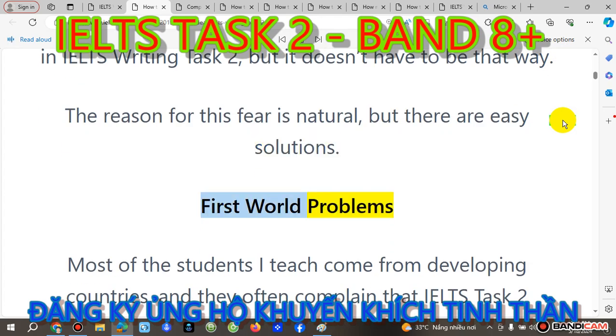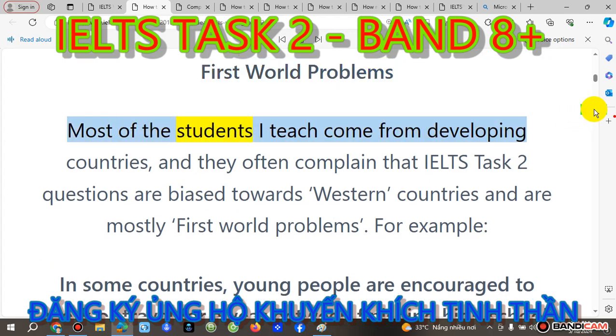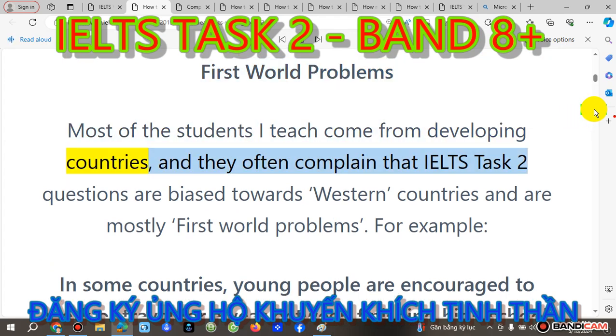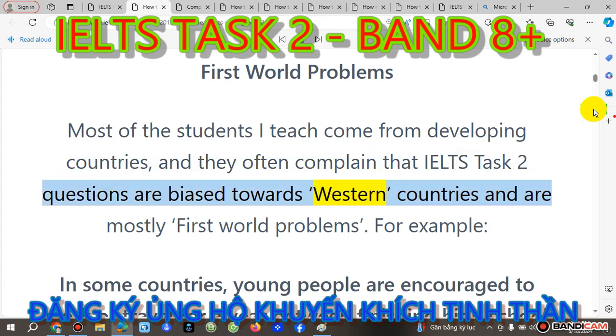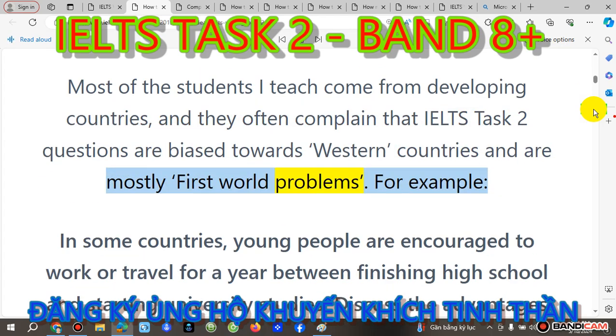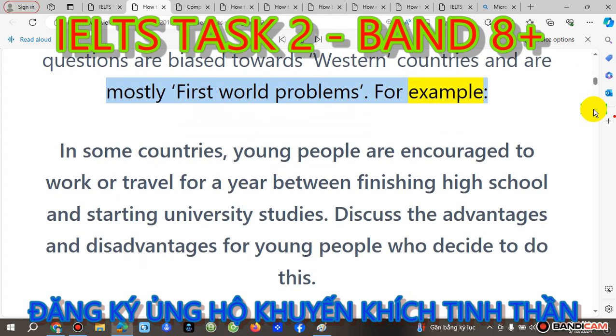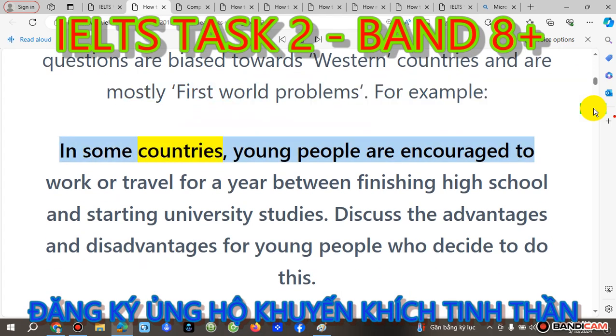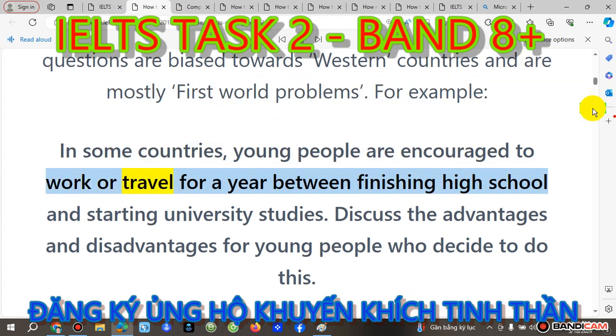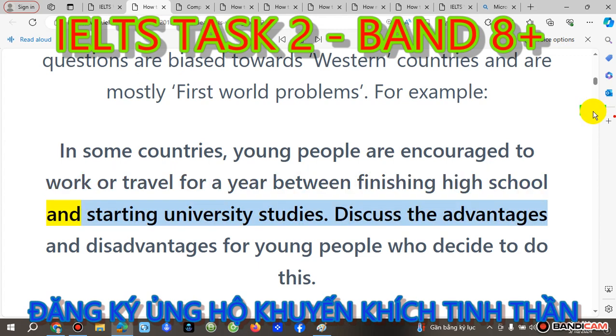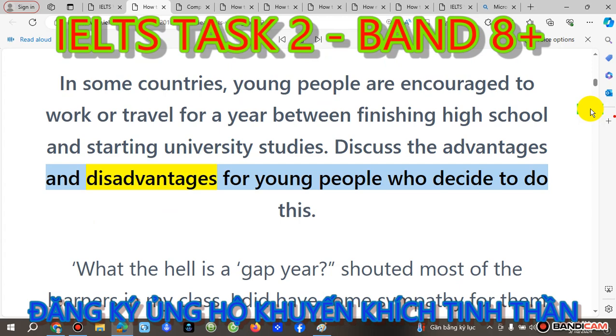First world problems. Most of the students I teach come from developing countries, and they often complain that IELTS Task 2 questions are biased towards Western countries and are mostly first world problems. For example, in some countries, young people are encouraged to work or travel for a year between finishing high school and starting university studies. Discuss the advantages and disadvantages for young people who decide to do this.